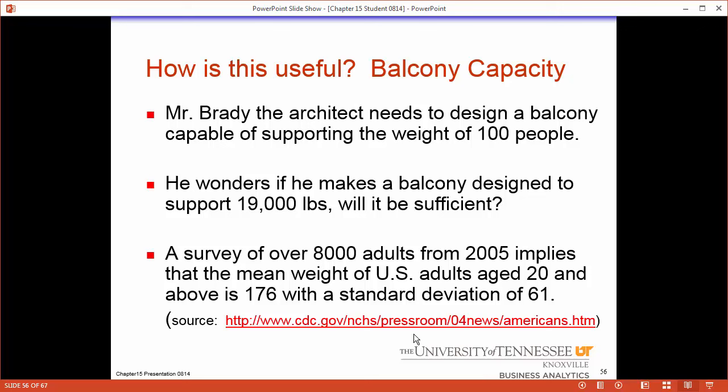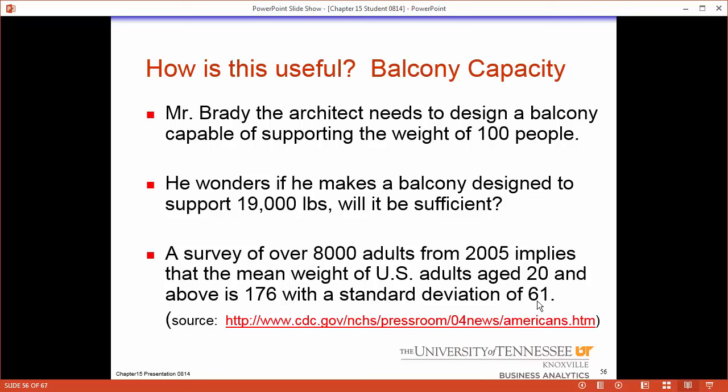We have 100 people going to go on the balcony. A recent survey suggests that the average U.S. adult weighs 176 pounds with a standard deviation of 61. Now we can use the normal model to describe this, because if we're talking about the average of 100 people, we just take the standard deviation, this is how simple it is, and divide it by the square root of n.